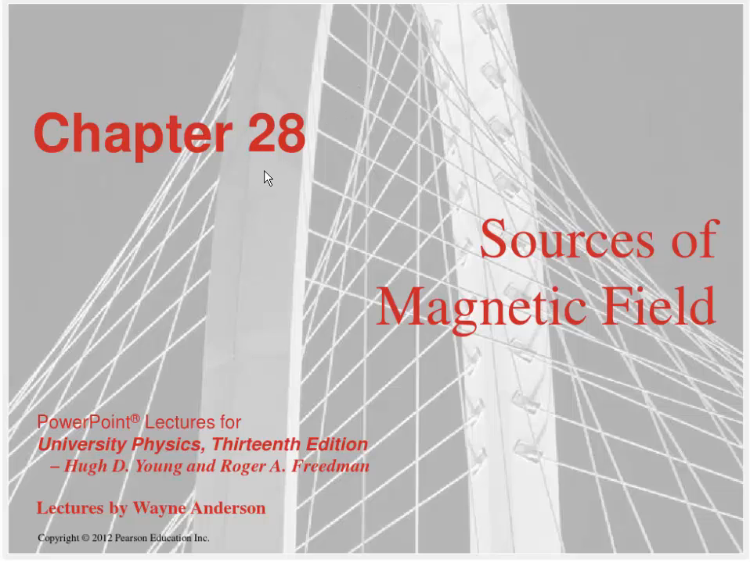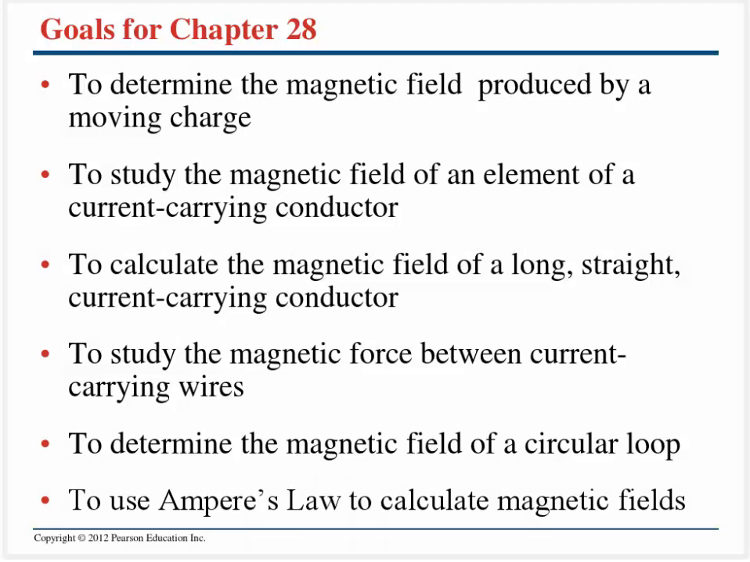Okay, moving onward into chapter 28, we'll be talking about sources of magnetic field. It turns out that if we have a moving charge, not only will it experience a force inside of a magnetic field, but it will also produce a magnetic field of its own. This also means current-carrying wires, moving charges, are also going to produce magnetic fields, and so we'll calculate some of these magnetic fields.